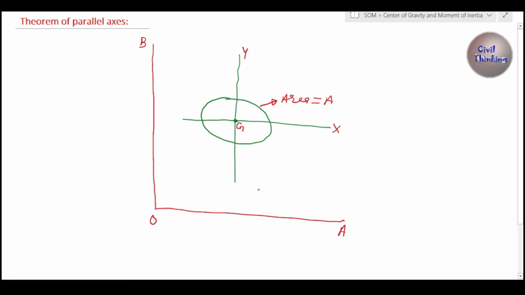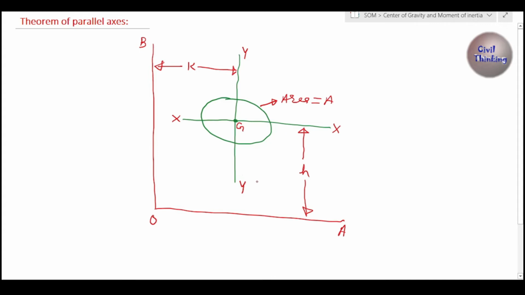Now let the distance between this x-axis, which is of course passing through the center of gravity, and OA be h, and let the distance between this y-axis and OB be k. But keep in mind OA is parallel to this x-axis, let me call it xx, and OB is parallel to this y-axis, yy. This line and this line are parallel, and this line and this line are parallel.